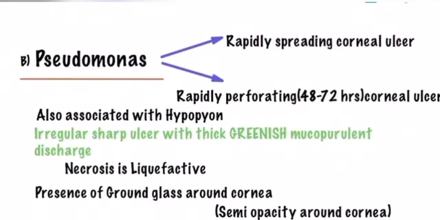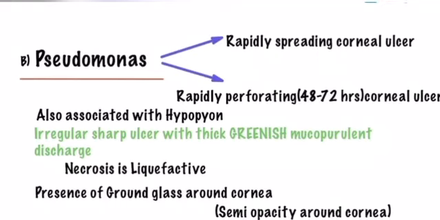So next we are going to the second bacterium, which is Pseudomonas. Before going into the things which have been written on the slide, let me tell you one thing. Pseudomonas is a bacterium mostly associated with contact lens wearers. So the people who are wearing contact lenses, not everyone, the people who do not really take care of using their contact lenses, those people have more chances of getting Pseudomonas bacterial corneal ulcers. Also, the Pseudomonas bacterium will cause a rapidly spreading corneal ulcer and rapidly perforating corneal ulcer.